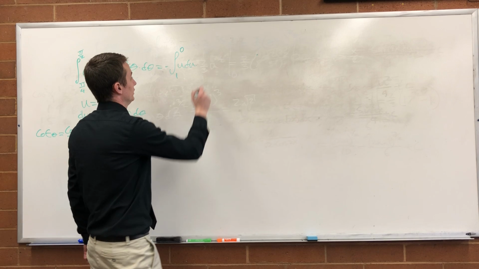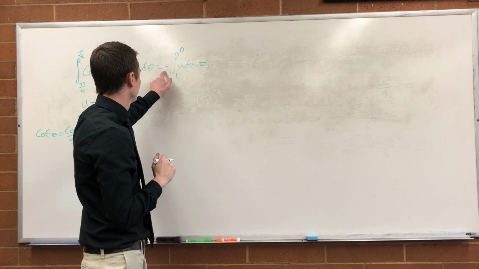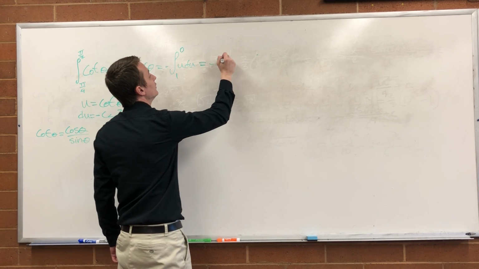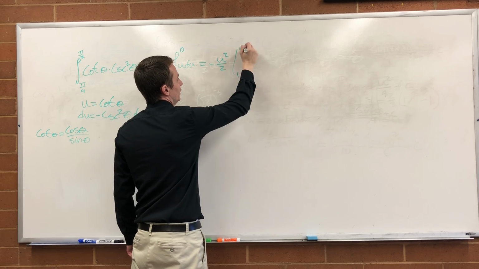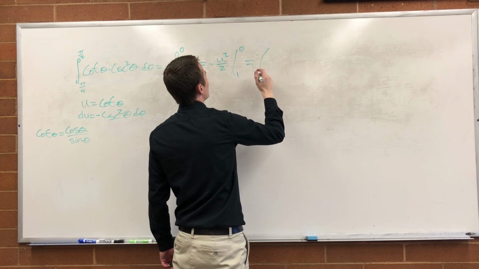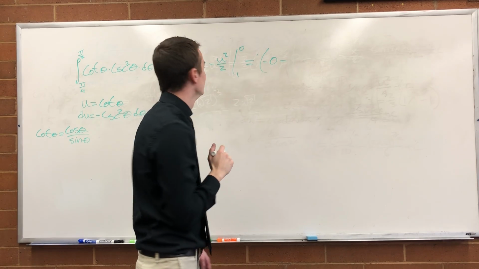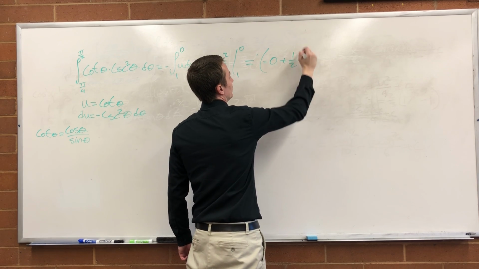And we can calculate this. What's the integral of u? Well, don't forget our negative. It's negative u squared over 2. Perfect. We're going to evaluate this from 1 to 0. What do we get when we plug in 0? 0. So we get negative 0 minus, what do we get when we plug in 1? Negative 1/2, so it becomes plus 1/2, right?